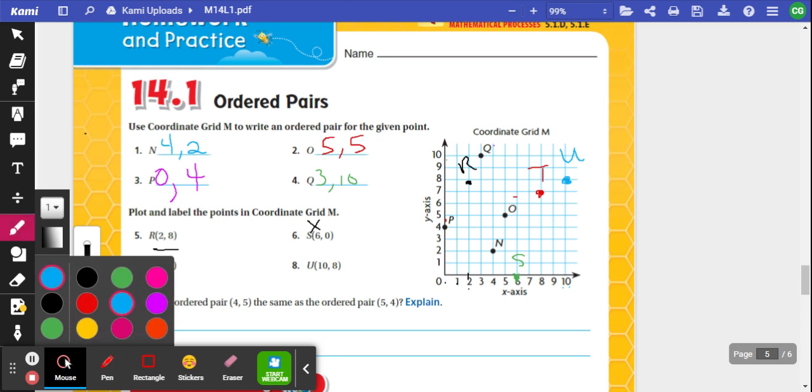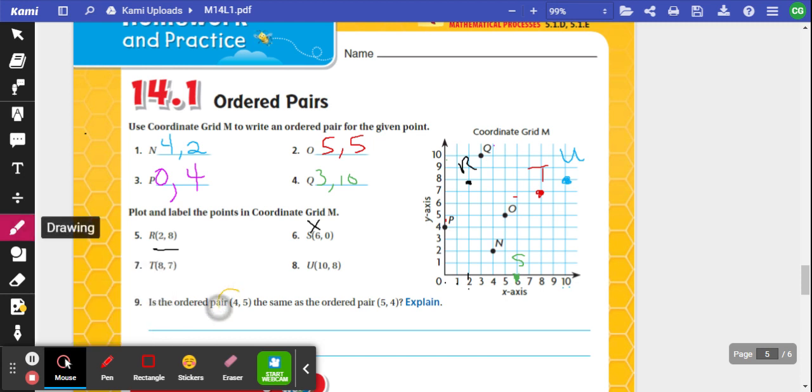Let's go with yellow. Okay, so 4, 5. I'm going to start at the point of origin, move over 1, 2, 3, 4, and I'm going to go 5. I'm going up 5 units. 1, 2, 3, 4, 5. And this is where this is 4, 5. And then it said 5, 4.